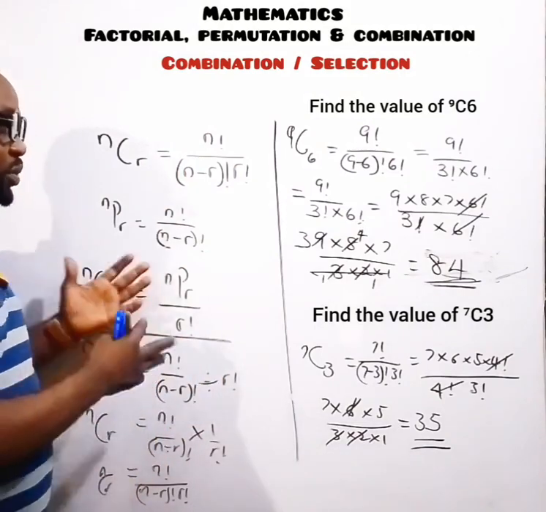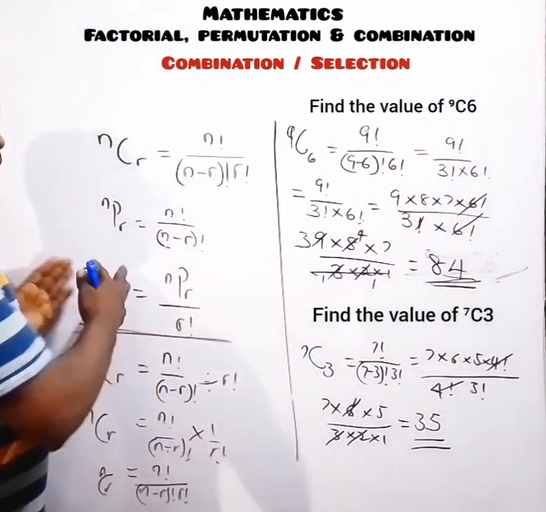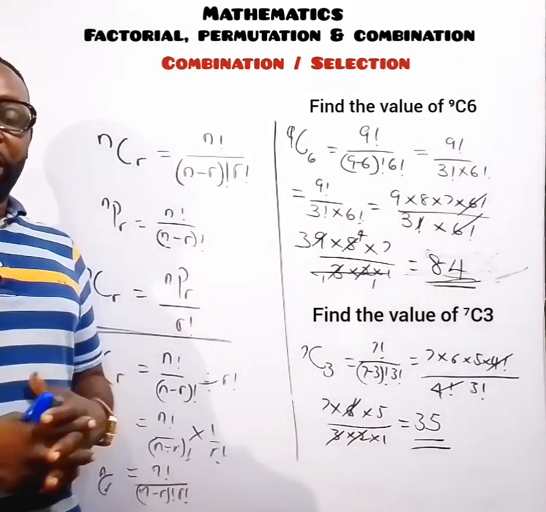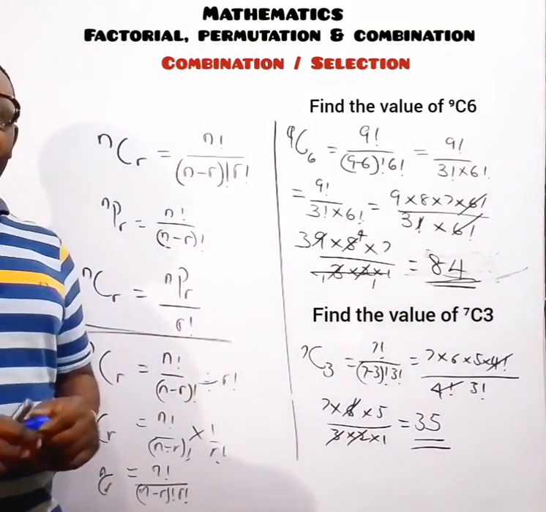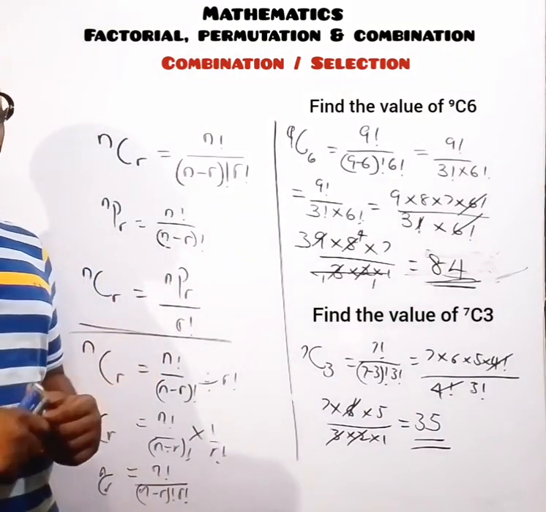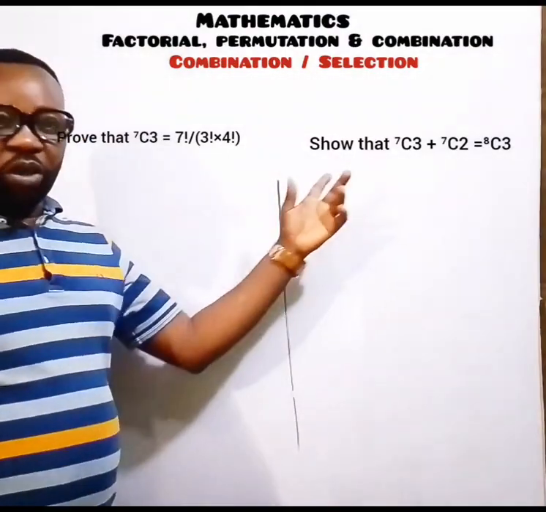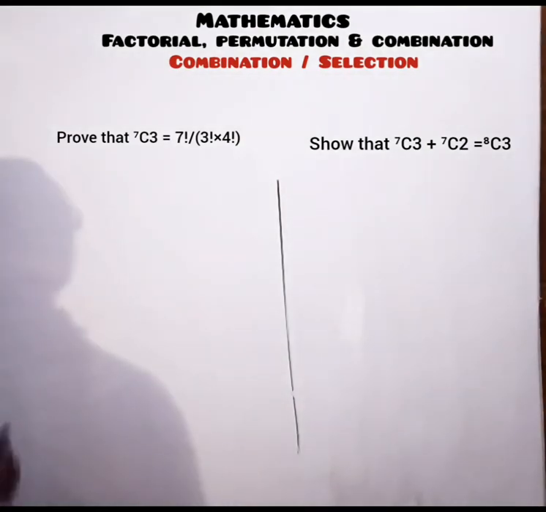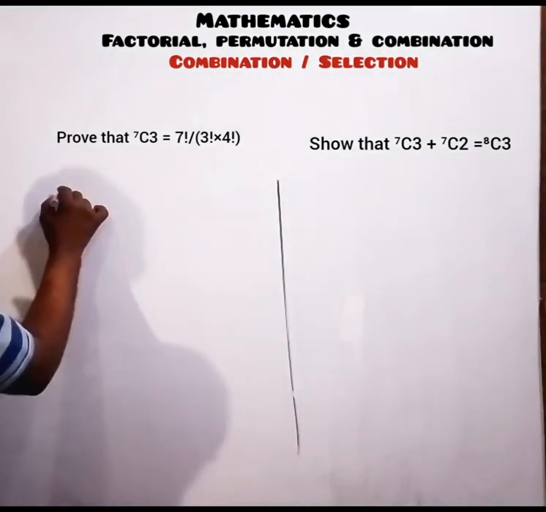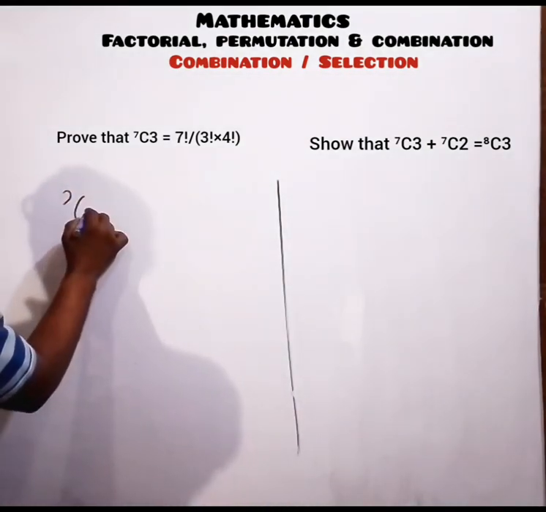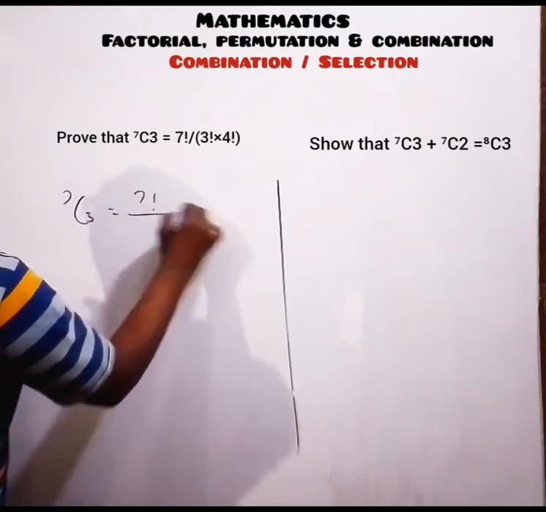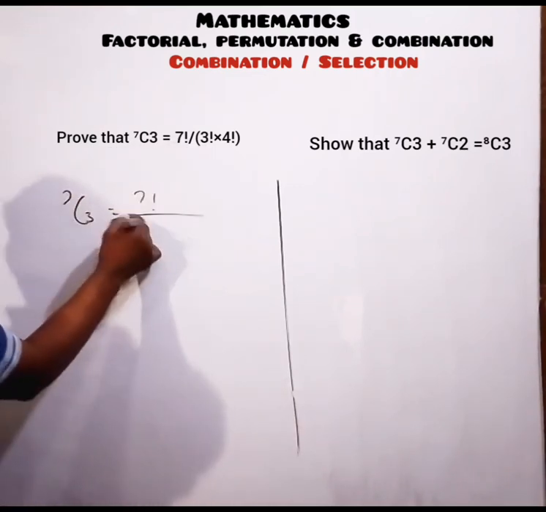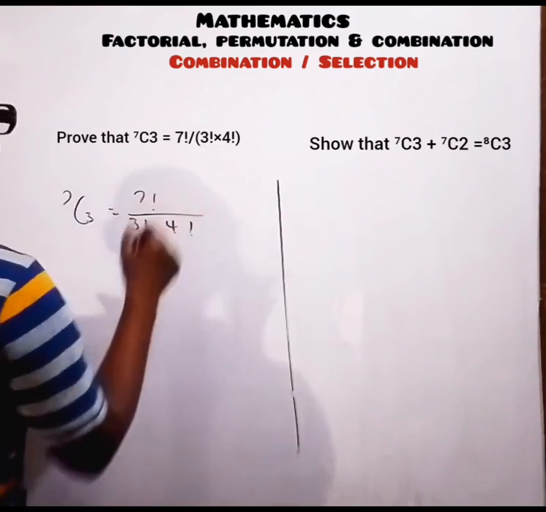Look at the relationship we have. We relate combination and permutation together. Stay tuned. We have some other questions that are still coming your way. We have a twin question here. There's one here, another question here. The first one says that we should prove that 7 combination 3 is equal to 7 factorial all over, as we have in the question here, 3 factorial 4 factorial.